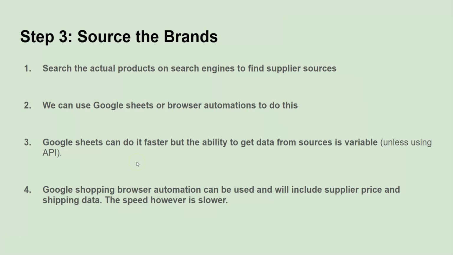Google Shopping, however, is a great way to source products where you actually have all the data about those products. By using a Google Shopping browser automation that I built, you can search the products on Google Shopping and grab the price data no matter what the supplier is, because it's just there. Google Shopping gets that data directly from suppliers. The speed, however, is slower because it has to actually run in the browser and essentially do it manually. So the speed is much slower than when I do that script automation in Google Sheets.